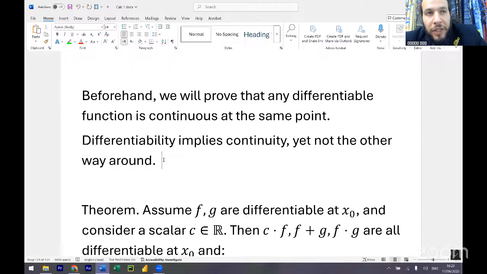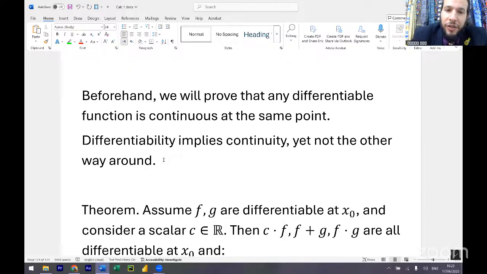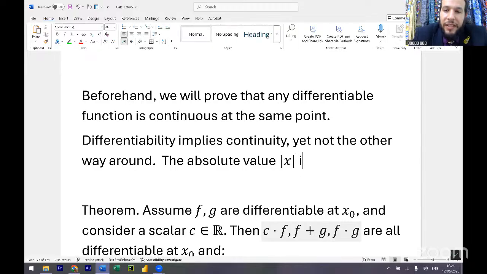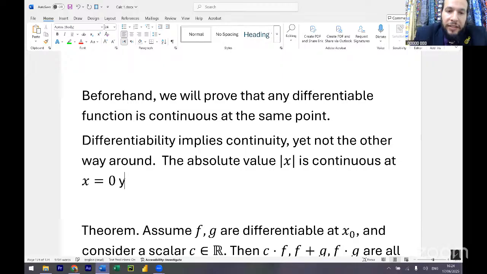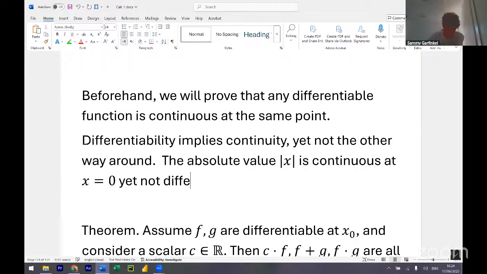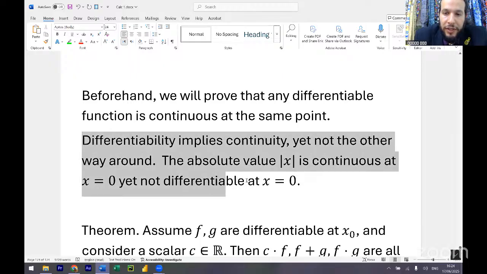Absolute value of x. Exactly. Thank you. And the absolute value of x is continuous at x equals 0, yet not differentiable at x equals 0. Okay, so that's an important thing to remember.